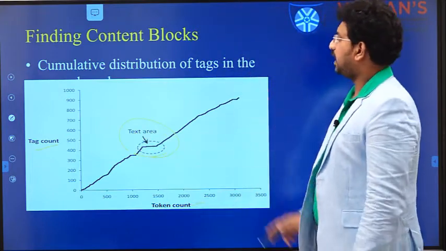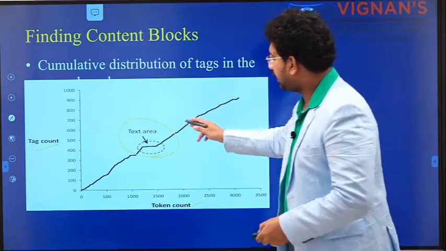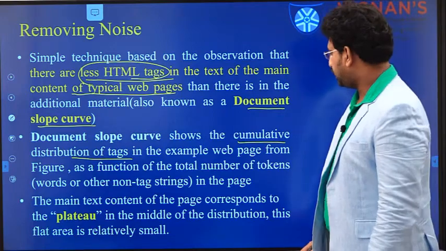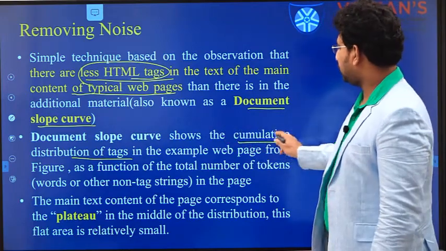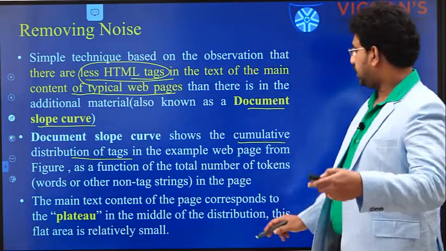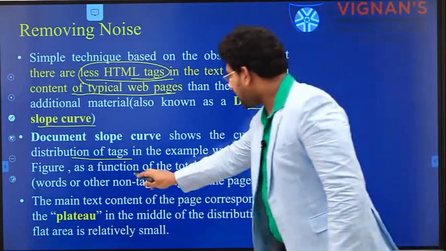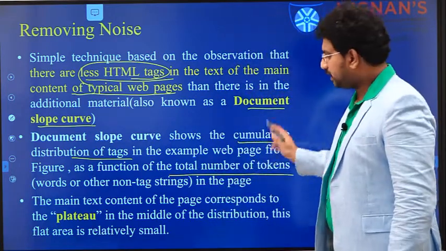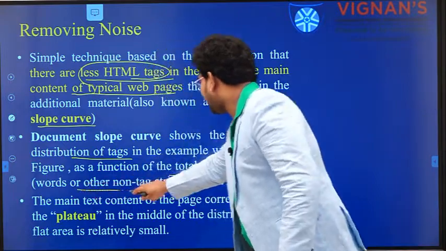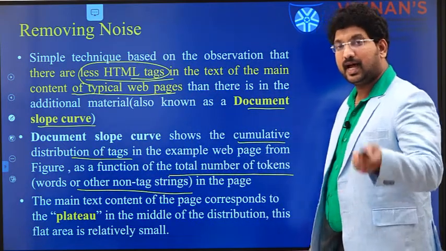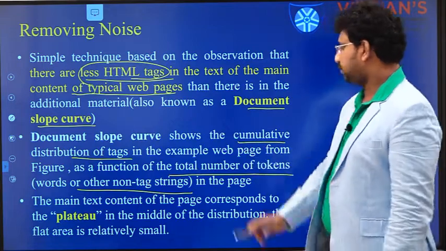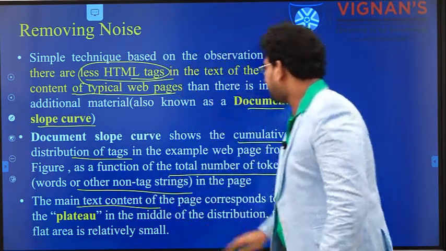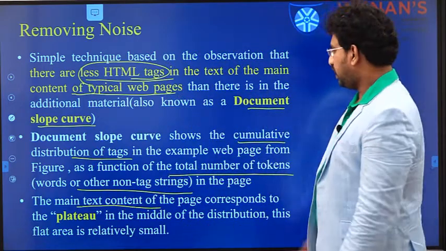Finding content blocks: if you observe here, this is the text area, and at this point you can understand clearly that the document slope curve shows the cumulative distribution of the tags in the example web page as a function of the total number of tokens. Total number of tokens are nothing but words or other non-tag strings in the page. And here the main text content of the page corresponds to the plateau.